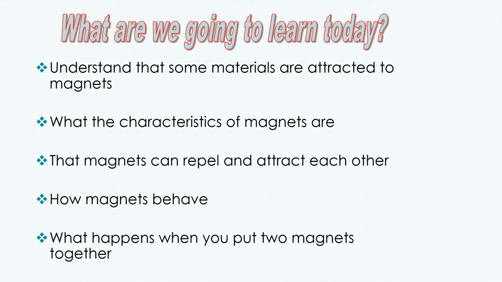What are we going to learn in today's class? We will be understanding that some materials are attracted towards a magnet. What are the characteristics of a magnet? That magnets can repel and attract each other, and how magnets behave. What happens when you put two magnets together? So all these things we will be learning in this chapter.